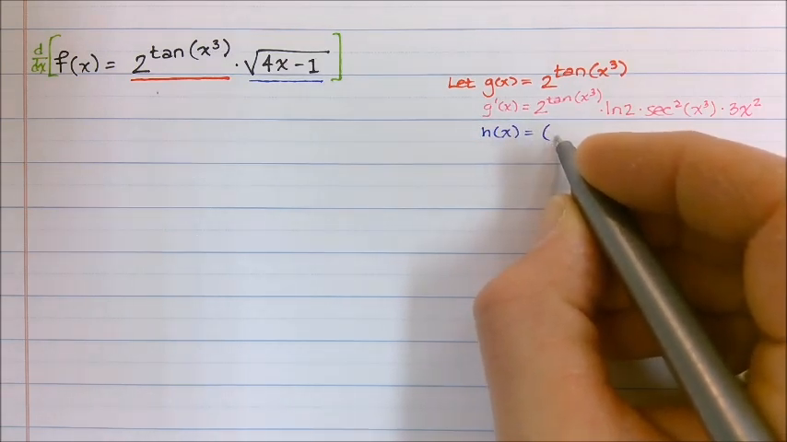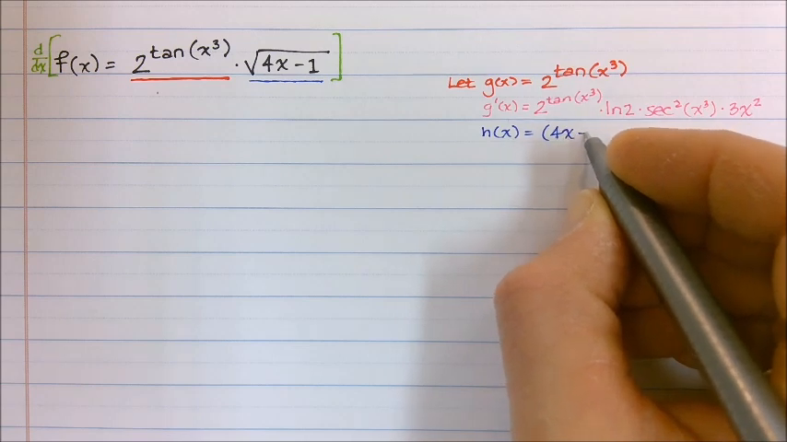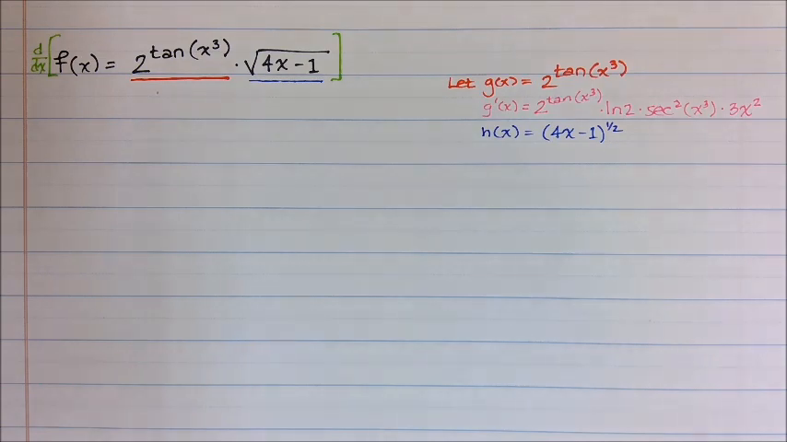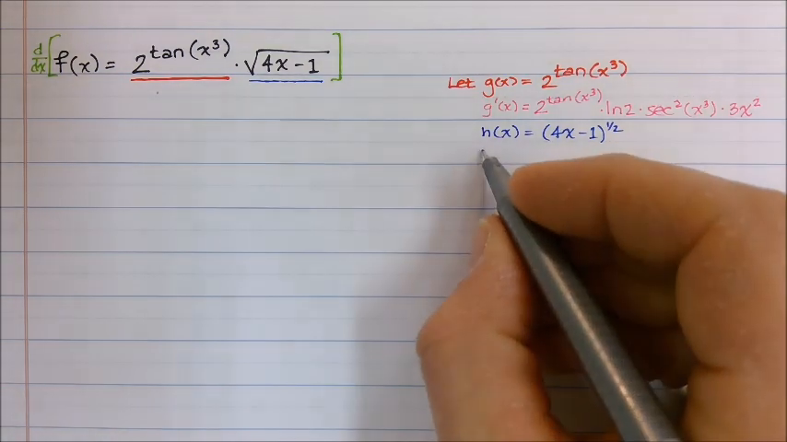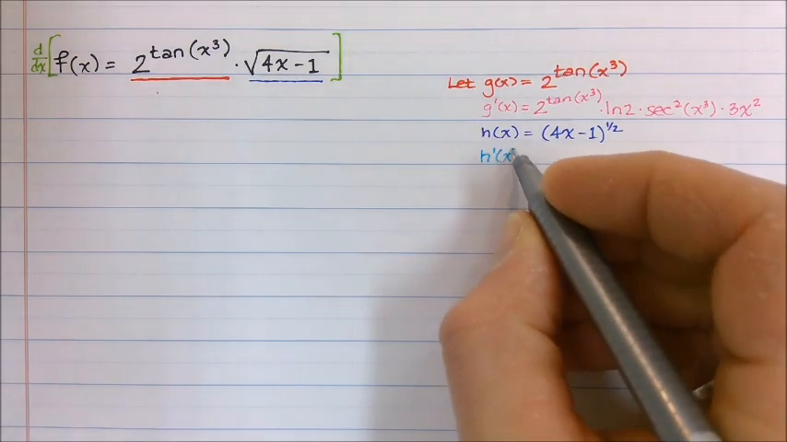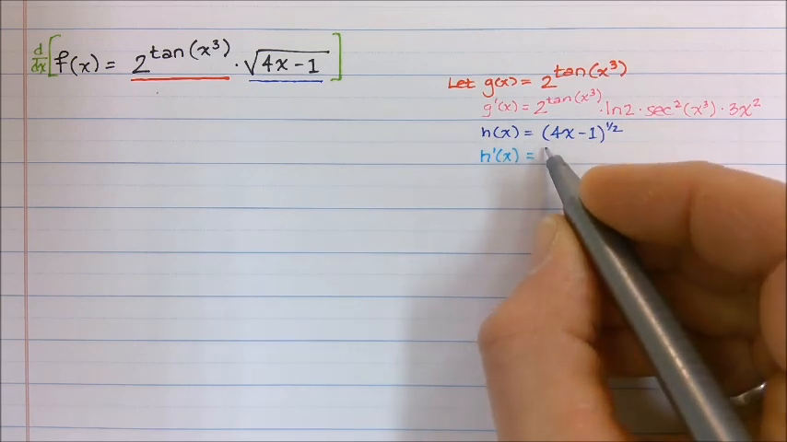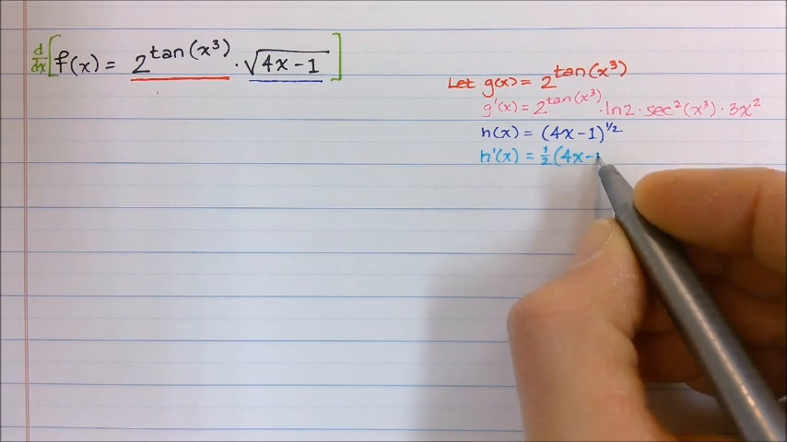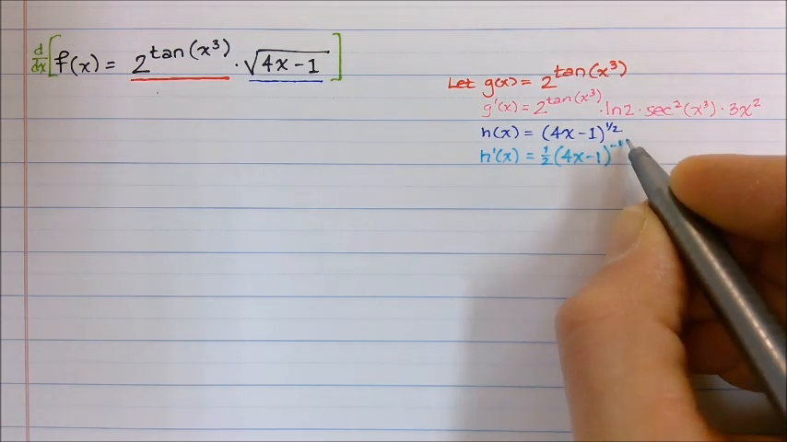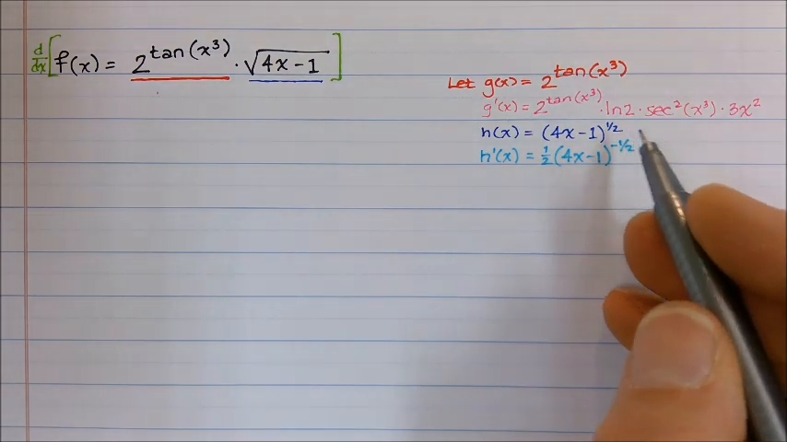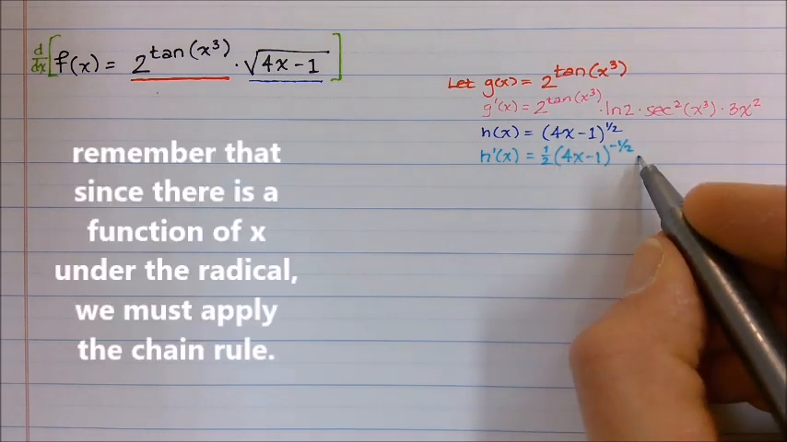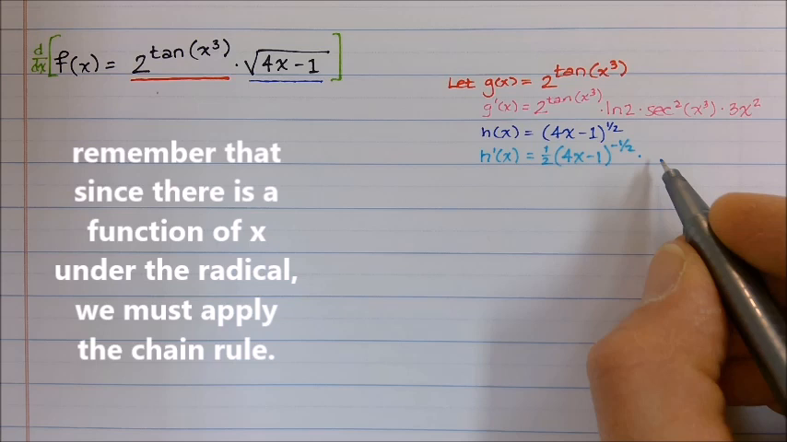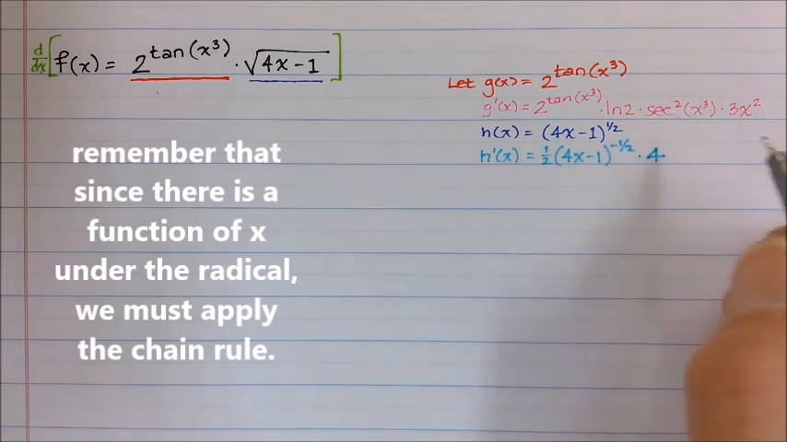And I'm going to rewrite the square root as a 1/2 power. That's going to allow me to compute h prime, or its derivative, a little more clearly. So I'm going to apply the power chain rule. I'll have 1/2 times 4x minus 1 raised to the negative 1/2, right? We're taking 1 away from that power. Then I multiply by the derivative of that inside, right? The derivative of 4x minus 1, which of course is just plain old 4.